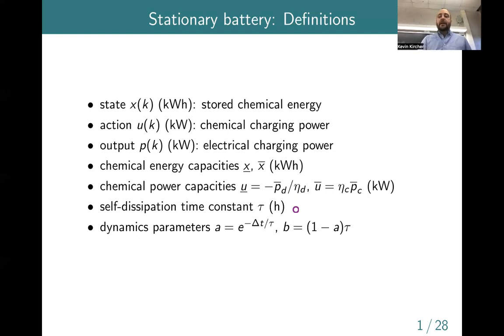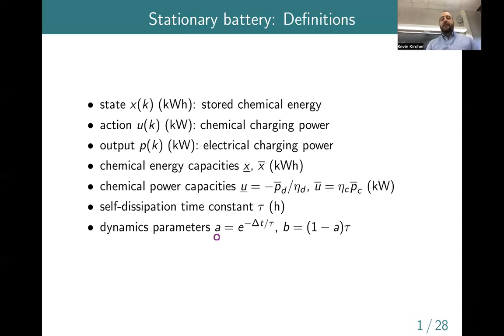And then batteries have time constants. Often for lithium-ion batteries, it's a reasonable assumption to take that self-dissipation time constant to be very large or even infinity. But for generality, we can leave it as finite. And then we get basically dynamics parameters that will show up in our battery model.